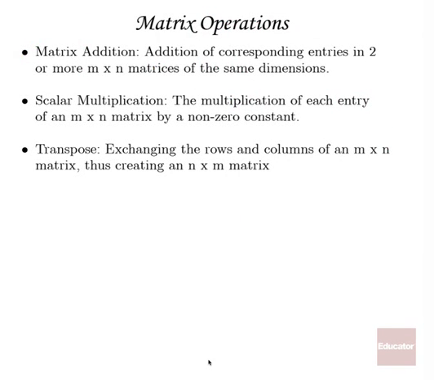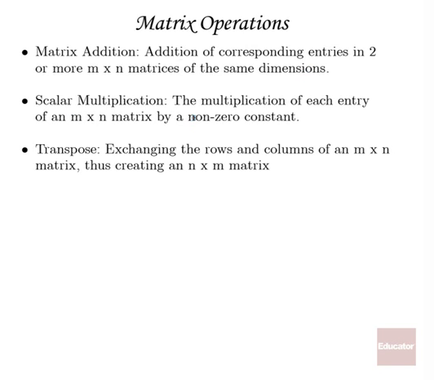Okay, we did something called matrix addition, which is the addition of corresponding entries in two or more m by n matrices of the same dimensions. They have to be the same dimension in order for matrix addition to be defined. If you're going to take a 5 by 7, you have to add it to a 5 by 7. You can't add a 5 by 7 matrix to a 2 by 3 matrix. It's not defined because you have to add corresponding entries.